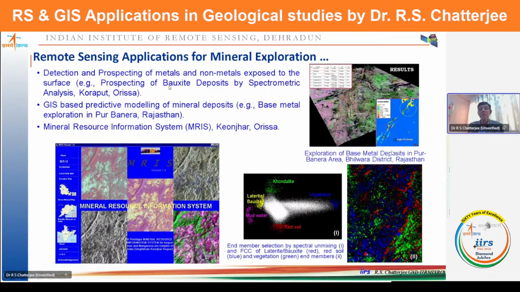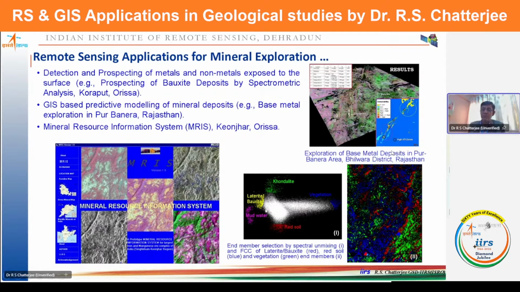So here, by using this hyperspectral remote sensing, by identifying the spectral absorption peak of the mineral, we can prospect that here the mineral is available. Okay, so mineral deposits can be identified. This is how it is done here from hyperspectral remote sensing.